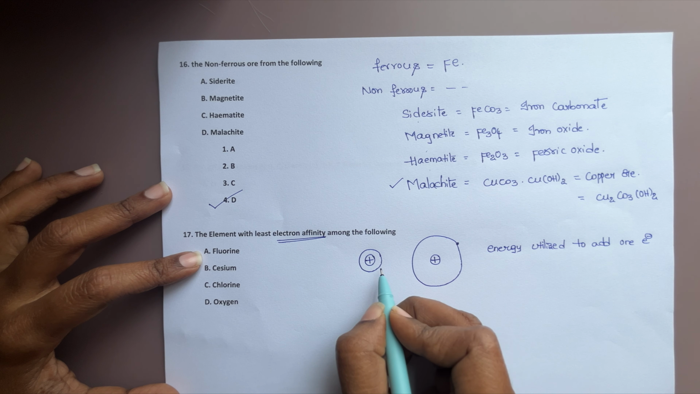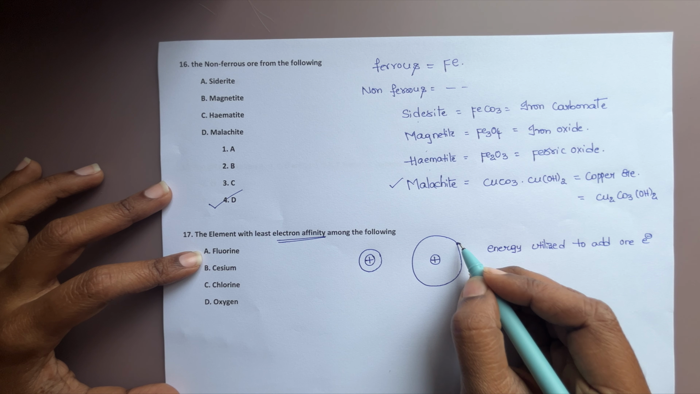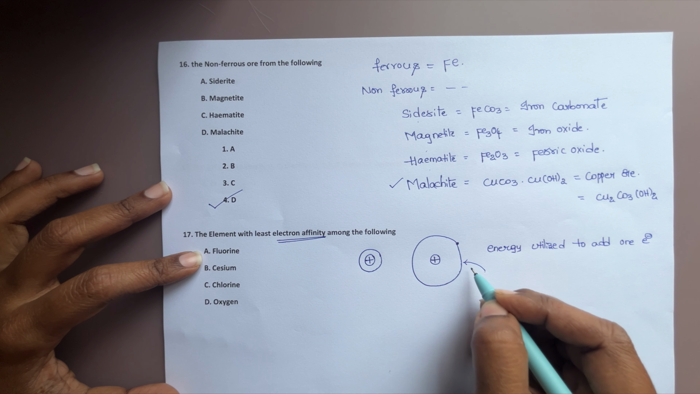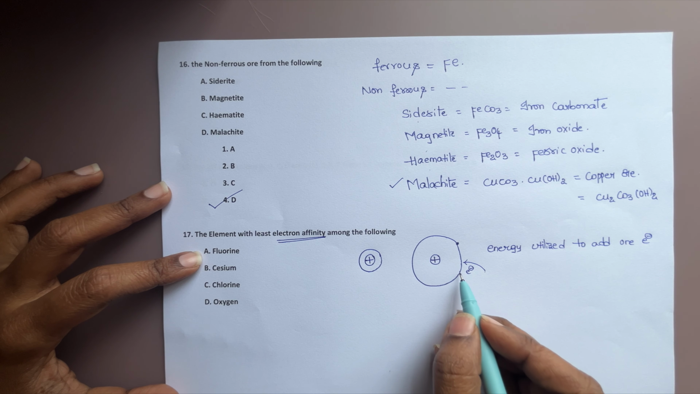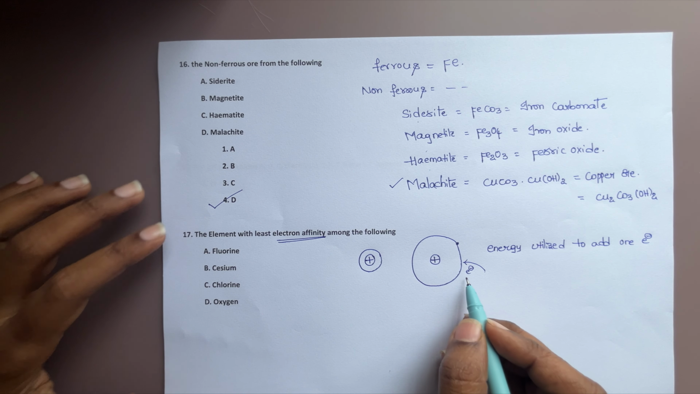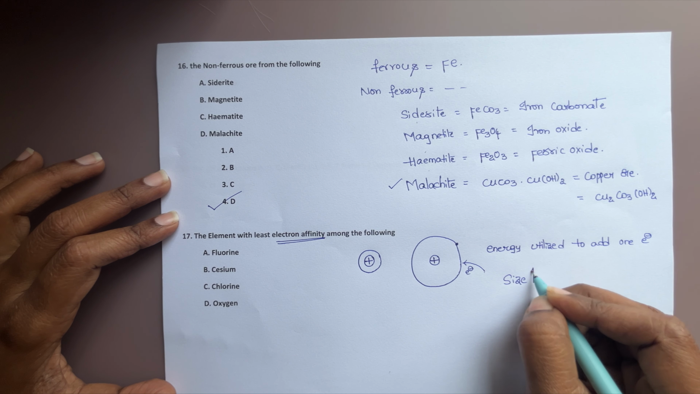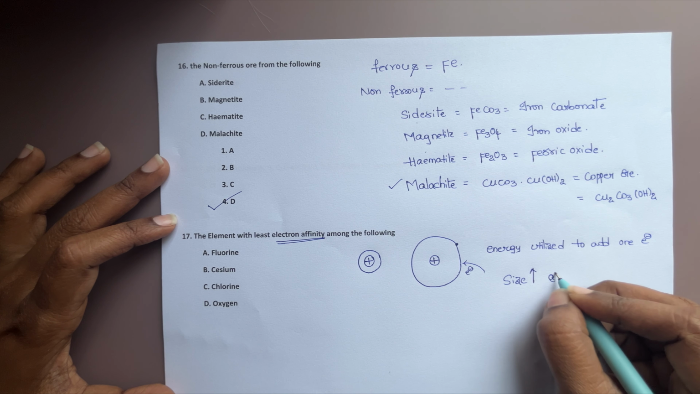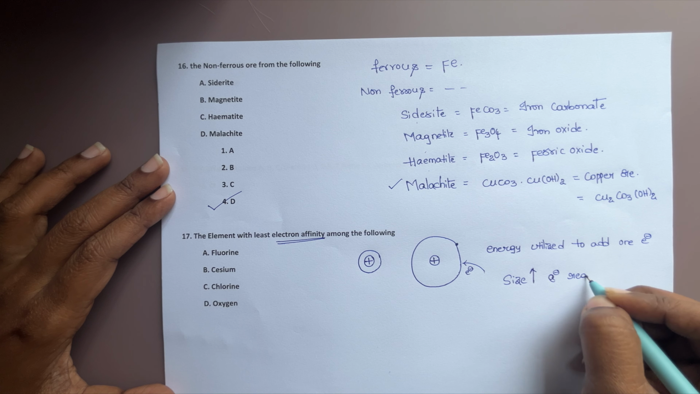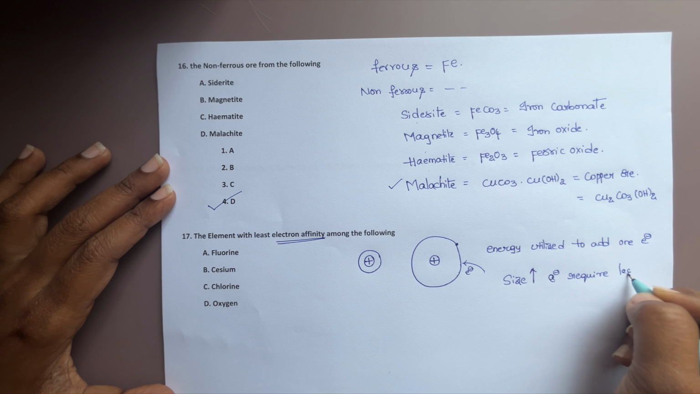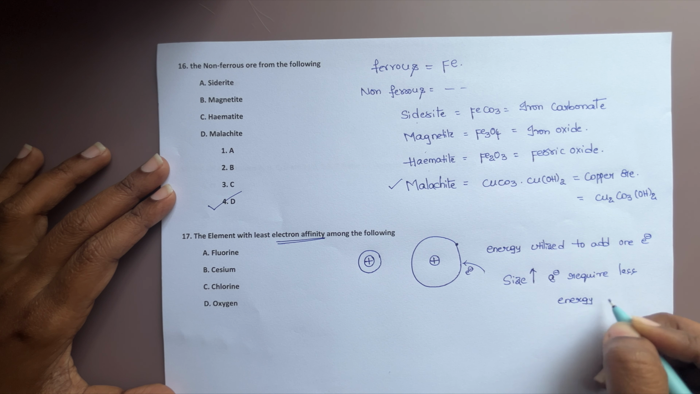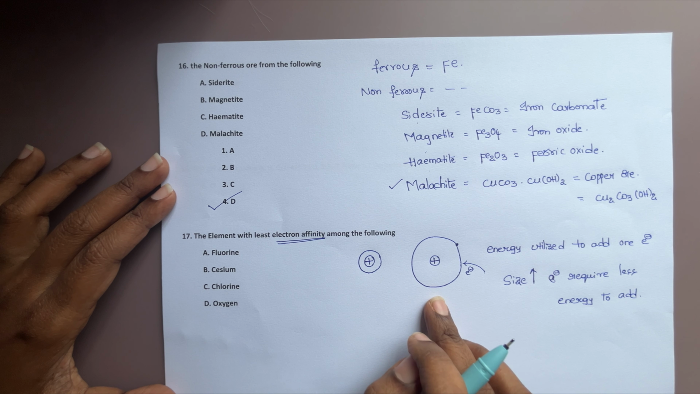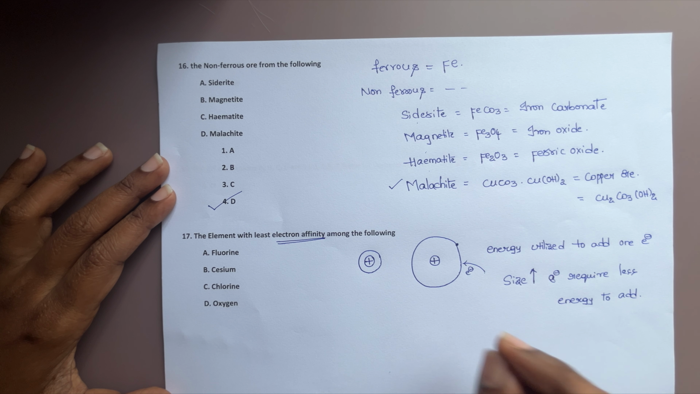In electron affinity, adding an electron to a small atom is very difficult because these are strongly bound by the nucleus. Whenever the size is very big, it is easy to add electrons into the outermost shell, because the nucleus attraction is very less. So if the size is more, the electron requires less energy to add. The more the size, the lesser the amount required. Lesser amount means least affinity.